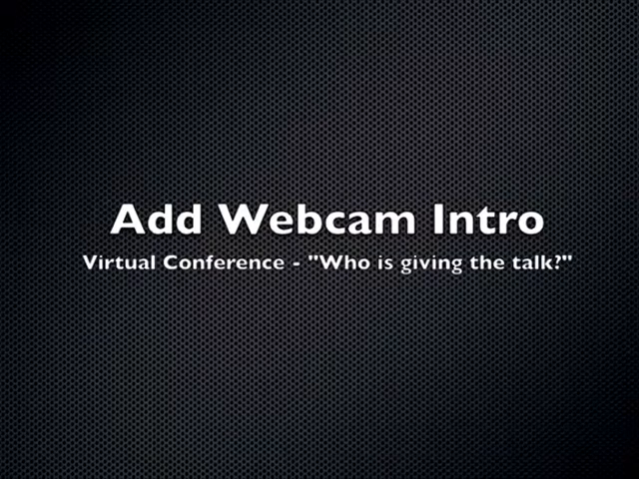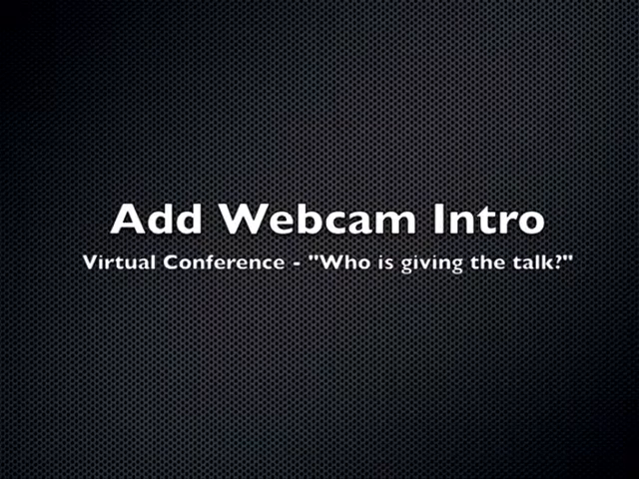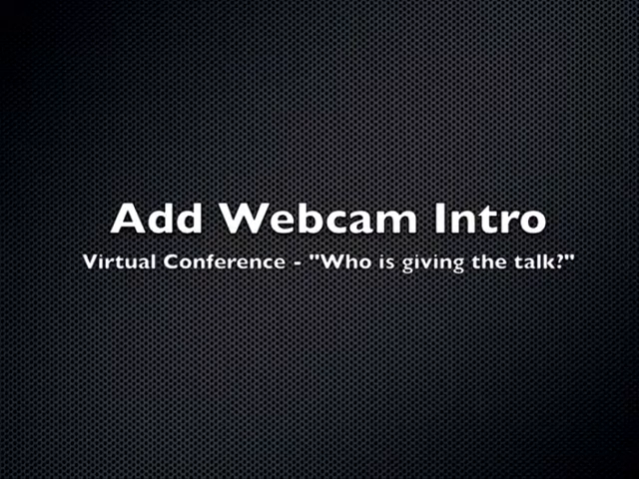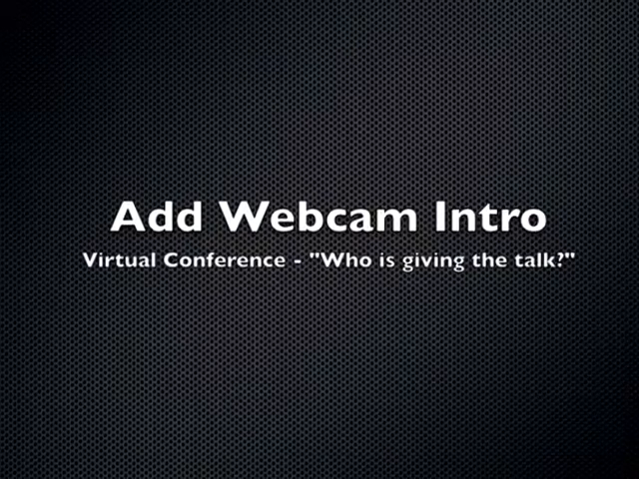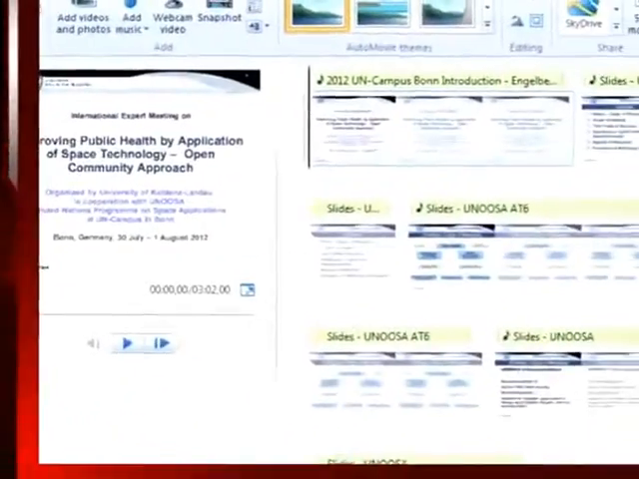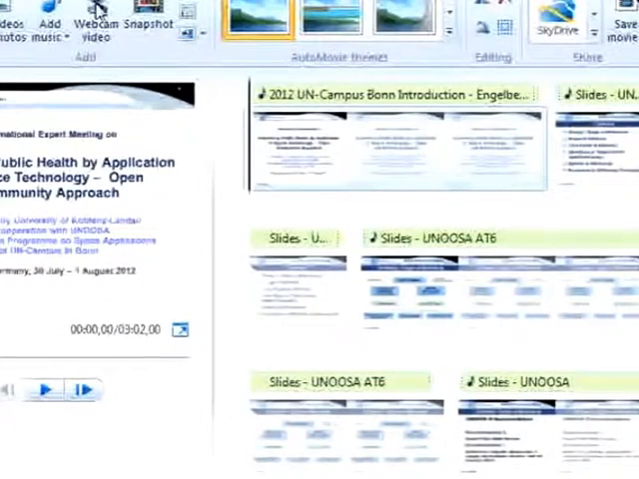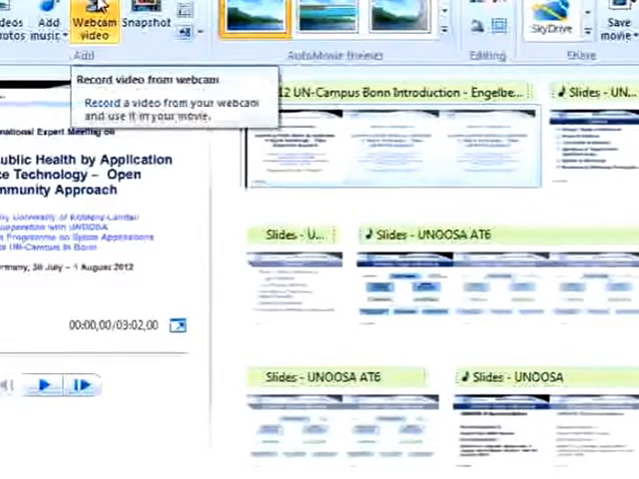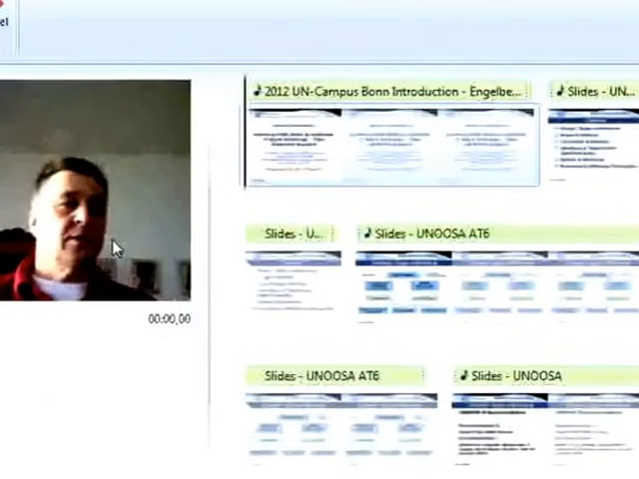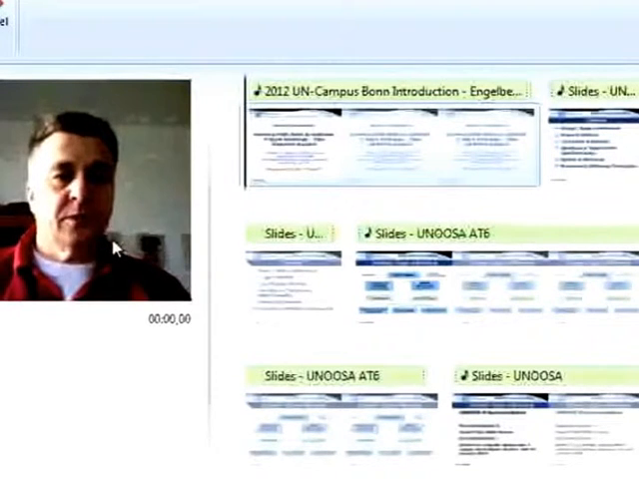But the participants in the conference might want to know who is giving the talk. So the next part of the tutorial will show you how to add a webcam video as a personalized intro of your video presentation for the virtual conference. Now we are going to the home panel and select the webcam video. And when we click on this, the webcam video, we record a short introduction for the video.